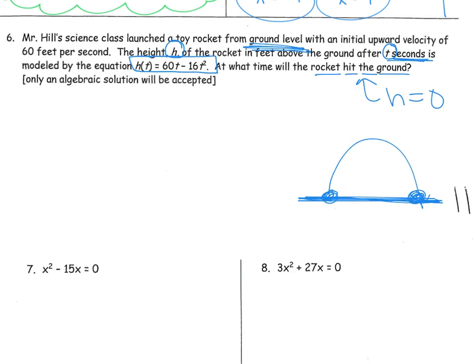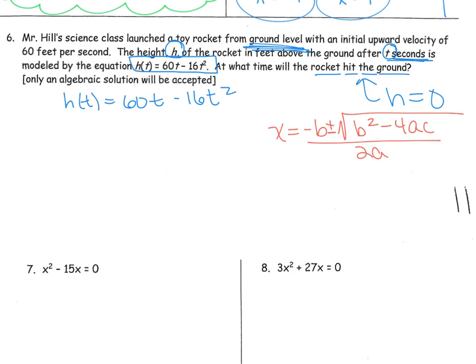So let's write out our equation. We have h of t is equal to 60t minus 16t squared. Now, I'm going to change this up. I want to do this with the quadratic formula. So let me write that here on the side for you. So I want to solve this with the quadratic formula.